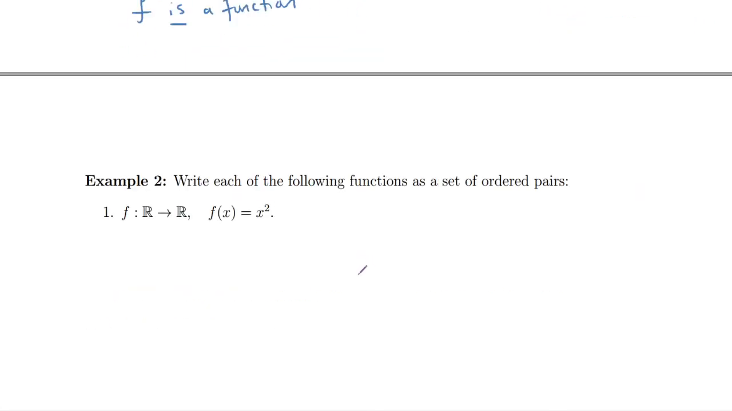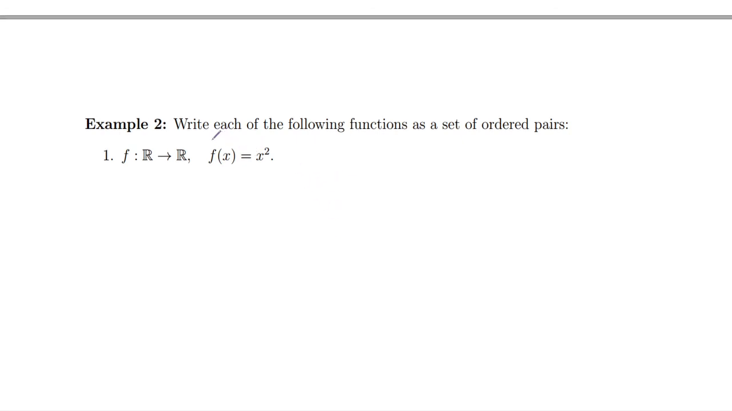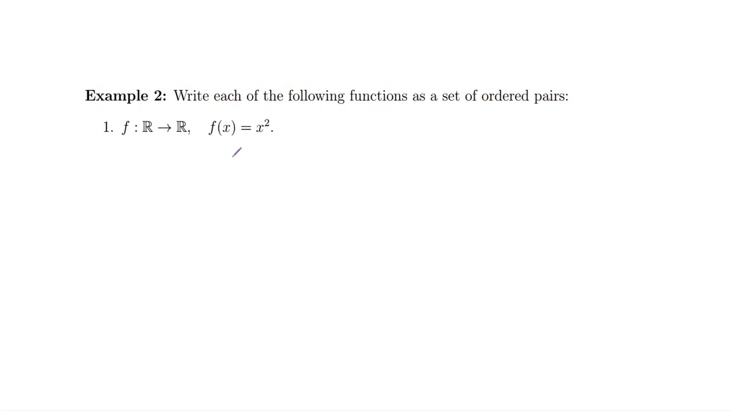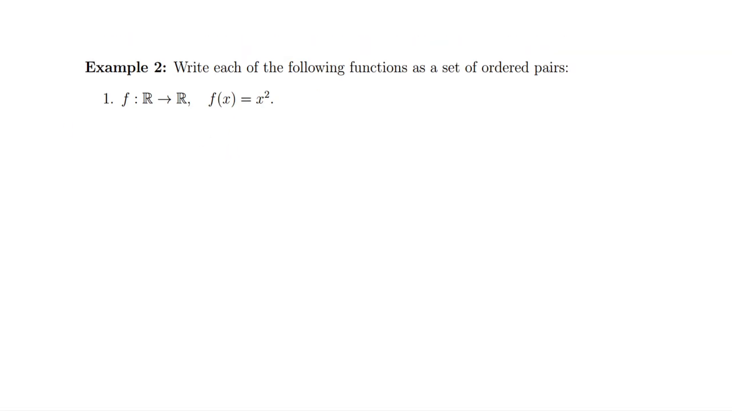Okay, so let's look at some examples. In this next example, let's write each of the following functions as a set of ordered pairs. This first function here is probably written in a way that you're more familiar with. You have this function f, which is going from the reals to the reals. So you're inputting a real number, and it's going to give you a real number. And the rule is that we're going to take the input and square it.